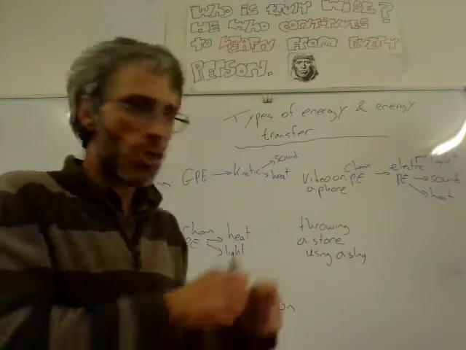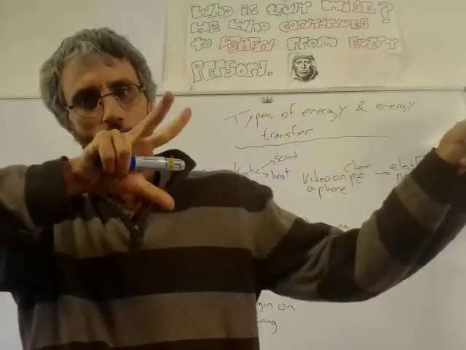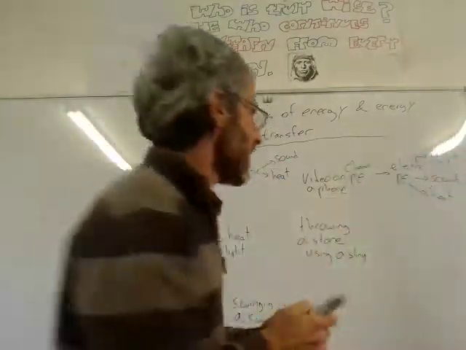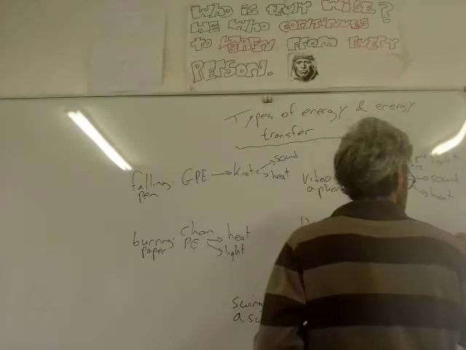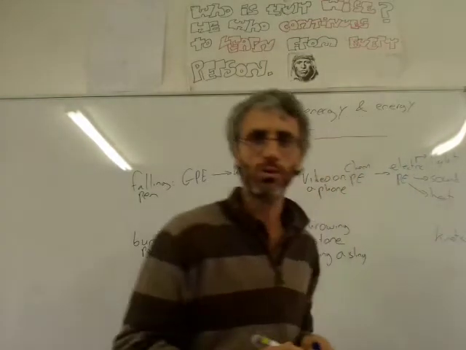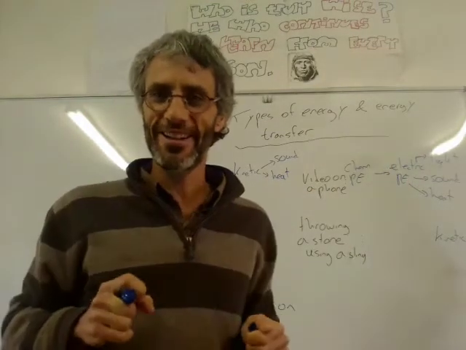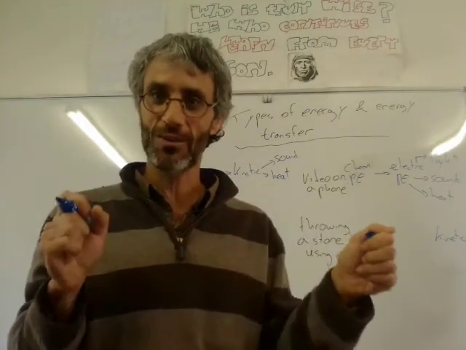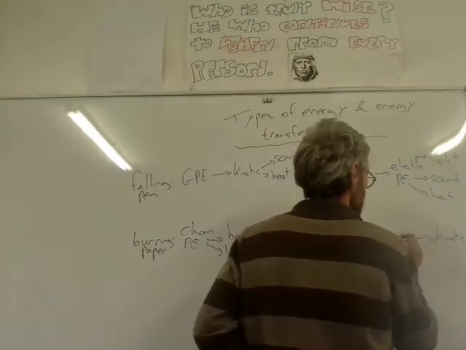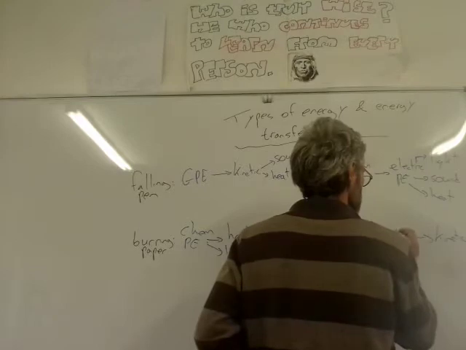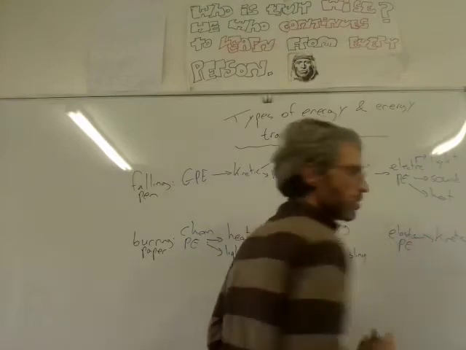Right, throwing a stone using a sling. I've got a sling, I stretch it and I let go. So at the end, the stone is moving. The last bit is the kinetic energy of the stone. But before it was released, the sling was stretched. The elastic band or whatever it was is stretched. So what kind of energy does it have? It has elastic energy, and remember, it's stored energy, so we have to say potential energy.